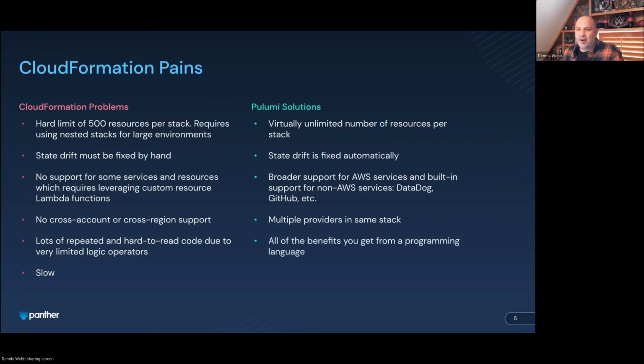As far as the hard to read code and lots of repeatability, you get all the benefits you get from your programming language. So all the features of Python, Golang, TypeScript, whatever you choose to work with, you get those benefits, and that's huge. And Pulumi is fast. It is highly parallel and fast. If you look up the parallelism settings, it is set to unbound from the start. So it will try to create as many resources as it can.